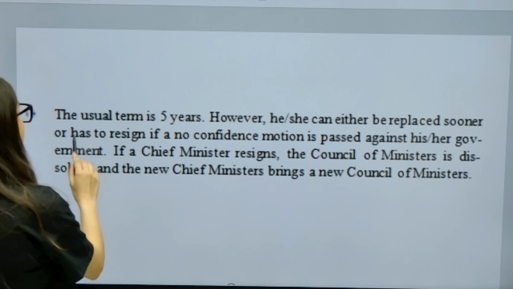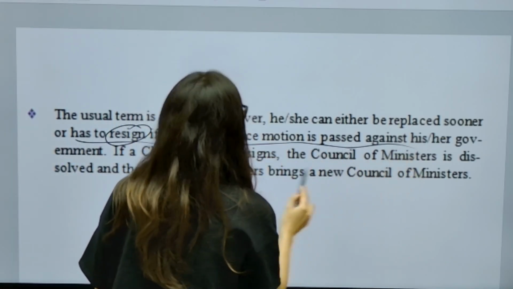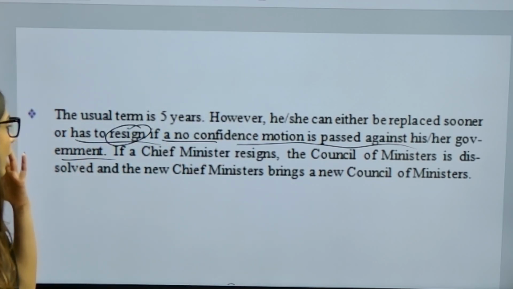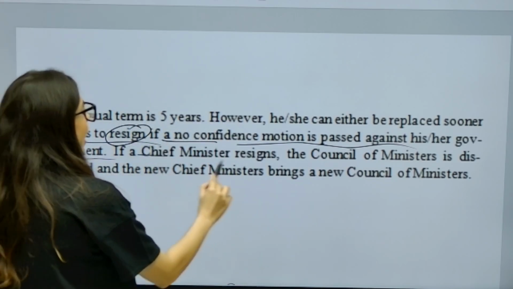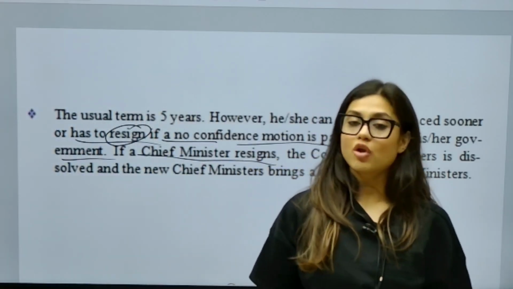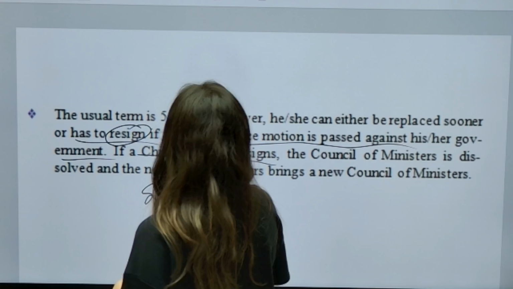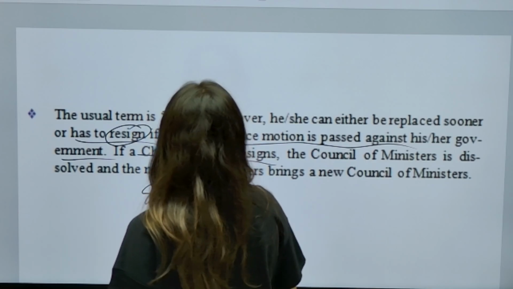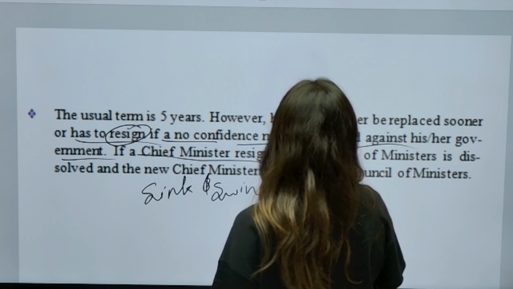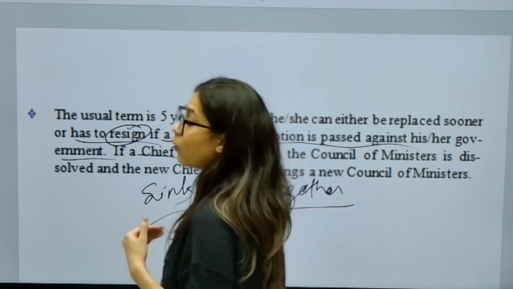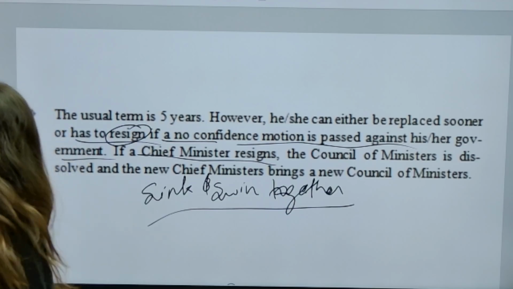He has to resign if the no confidence motion is passed against the government, and if the chief minister resigns, the council of ministers dissolves. If I resign, my entire council of ministers has to resign, which means they have to sink and swim together. They go together, and if the chief minister goes, everyone has to resign.